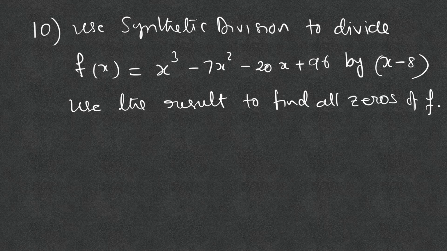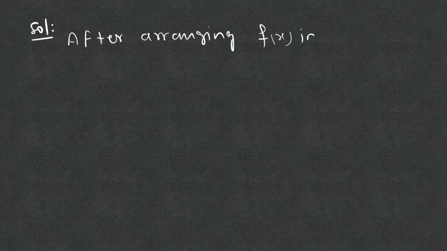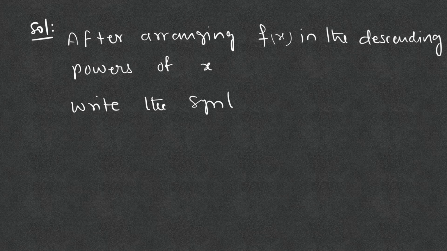Use synthetic division to divide f of x equals x cubed minus 7x squared minus 20x plus 96 by x minus 8, and use the result to find all zeros of the function f. After arranging f of x in descending powers of x, write the synthetic tableau as shown below.